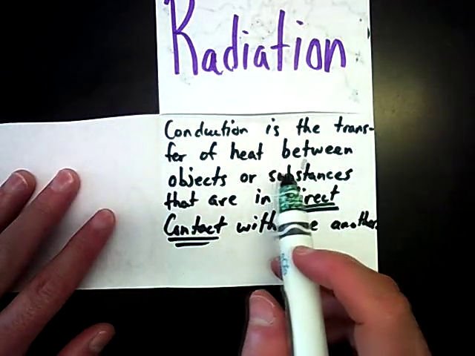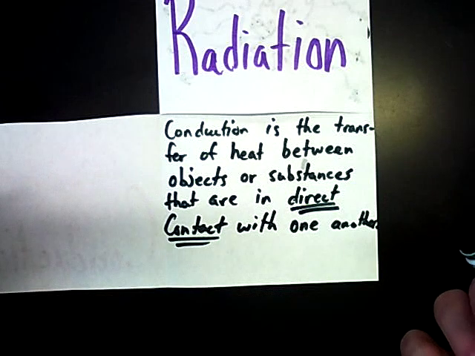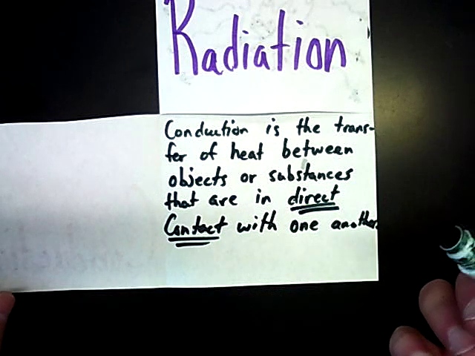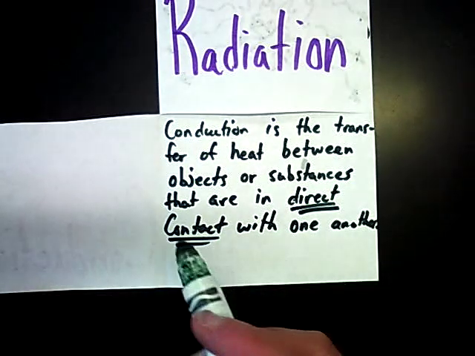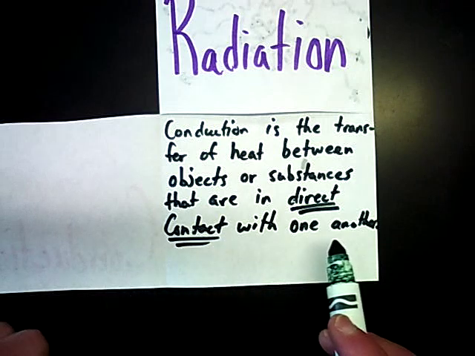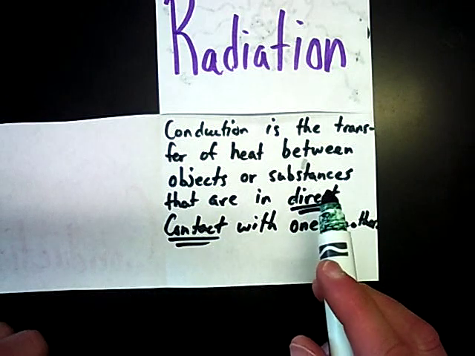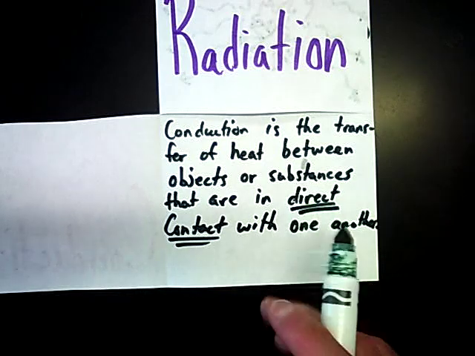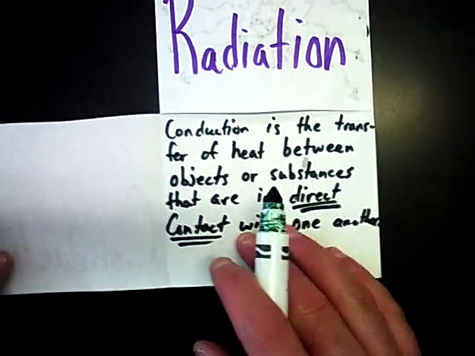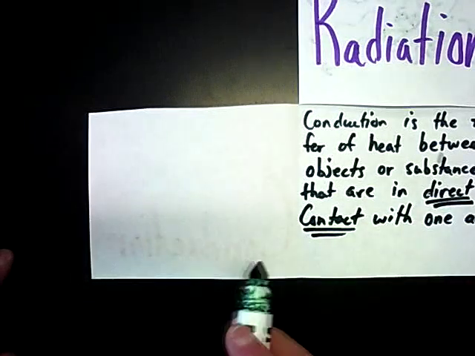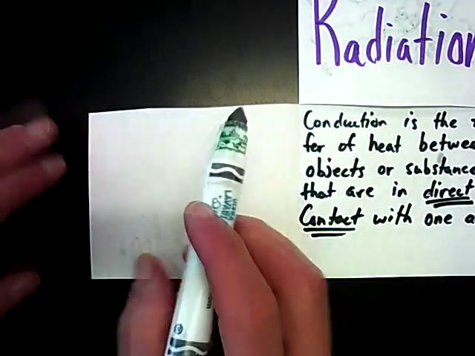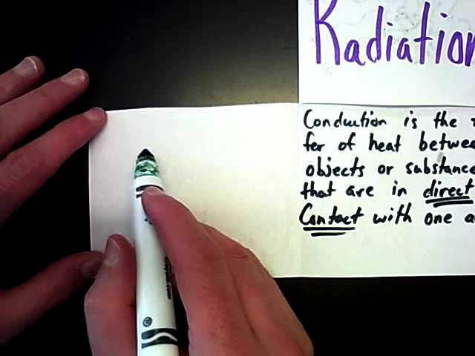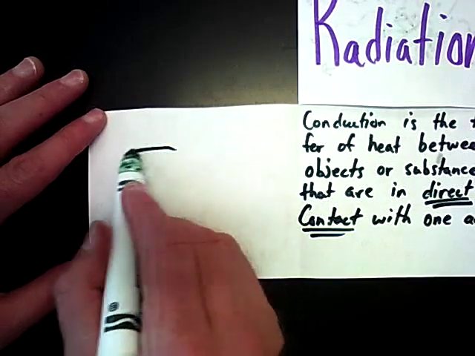a substance, okay, say like a pot that's made out of steel, if you heat up one end of the pot, the thermal energy can move through the substance because it's all touching. All of the molecules are touching one another. So an example of this would be like a cast iron skillet.